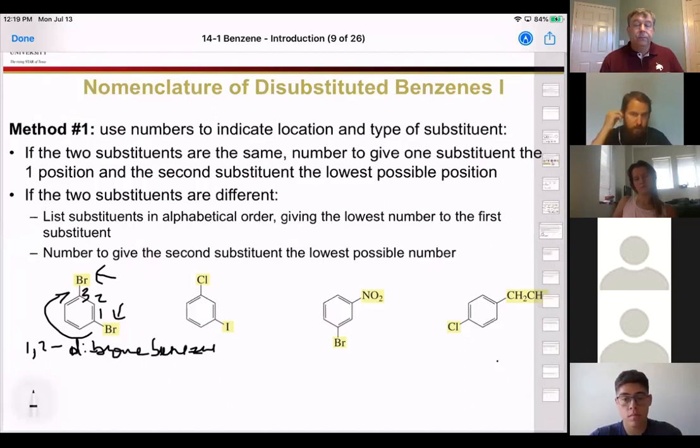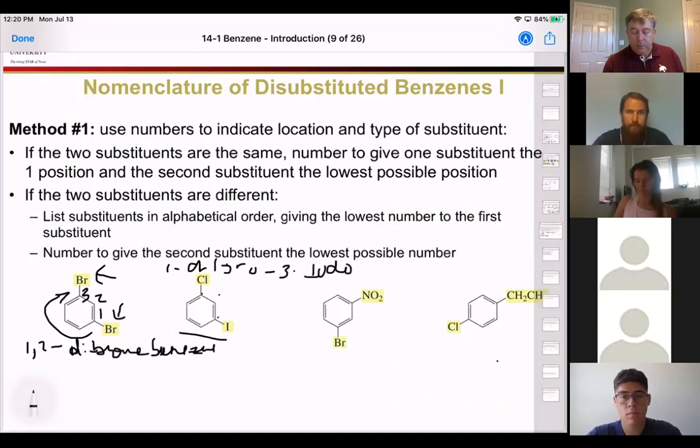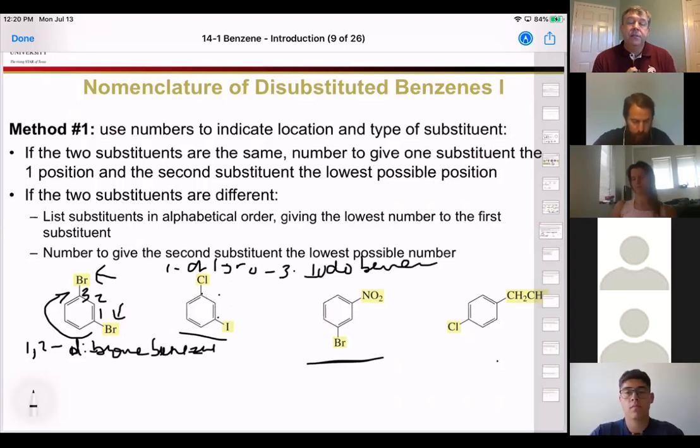Okay, so now if they're different groups, then all we do is put them in alphabetical order and put the lowest alphabetical one as number 1, and again try to get your lowest numbers possible. So in the case of this chloro-iodo compound, chloro would come first alphabetically. So it'd be 1-chloro-2,3-iodo benzene.